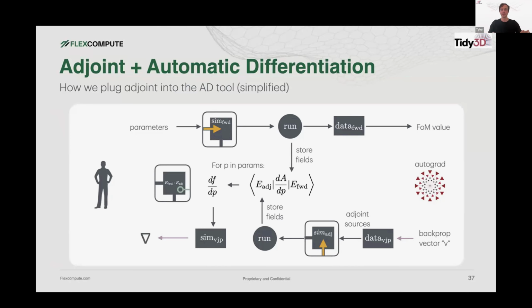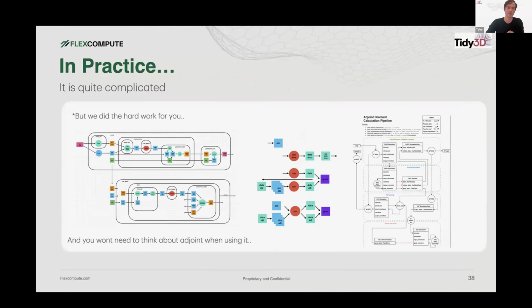So this is kind of how we've done it. In practice, you don't have to know anything about this process. All you need to know is that this is what's happening in the background, and you'll get gradients automatically, and it will run a separate simulation in the background. Of course, it's extremely complicated for all the edge cases that you have to handle, and then there are all these technical details. But again, we've done all the hard work. You don't have to think about it when you're using the tool.